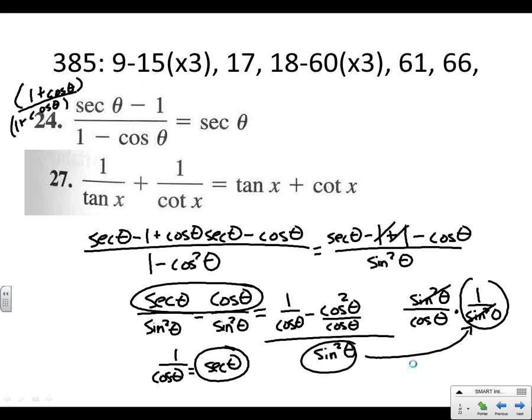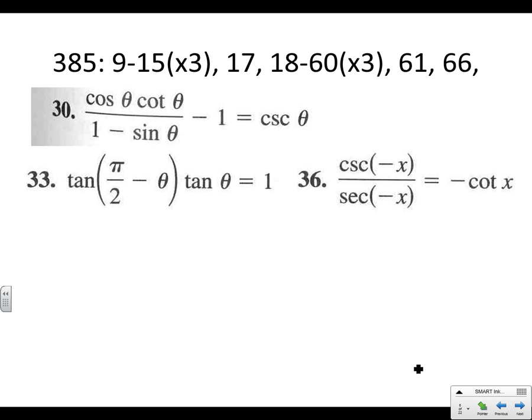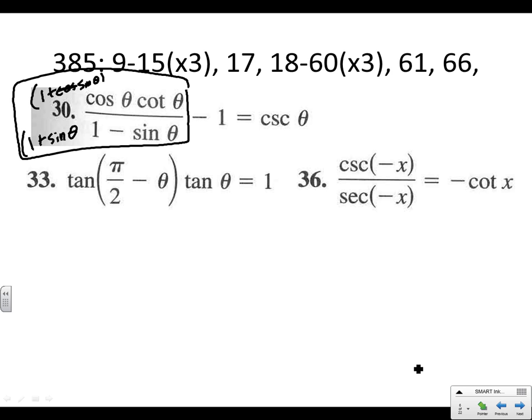On we go. 30, problem 30. We're going to solve it out like this. You've really got to be careful with your algebra. Oops, 1 plus sine theta, top and bottom, 1 plus sine theta. Okay? Just going to worry about this first part, and then we'll deal with the 1 here in a second. So let's distribute. 1 times cos theta cotangent theta stays the same.